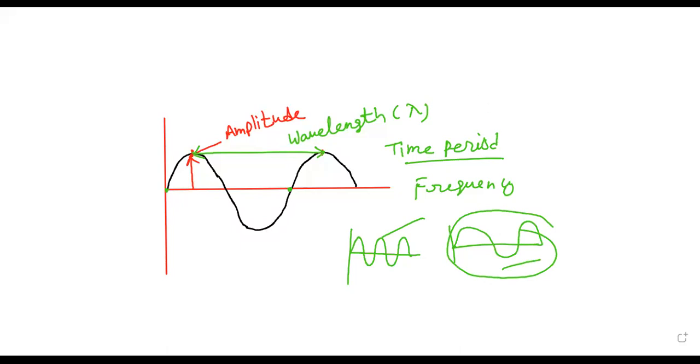And there is a relation between frequency and time period. Frequency is equal to 1 upon time period, that we all know. The unit of frequency is hertz, and the unit of time period is second, right? The unit of time period will be second.